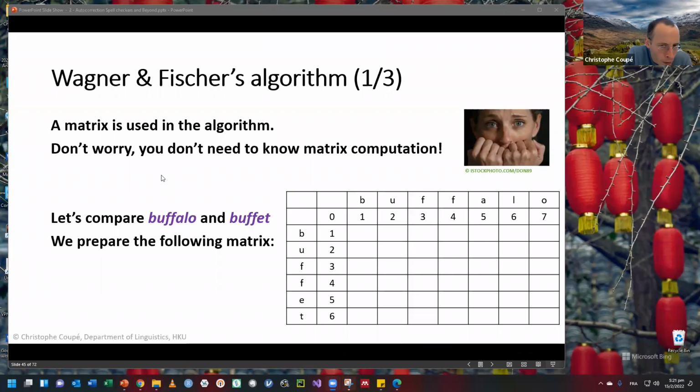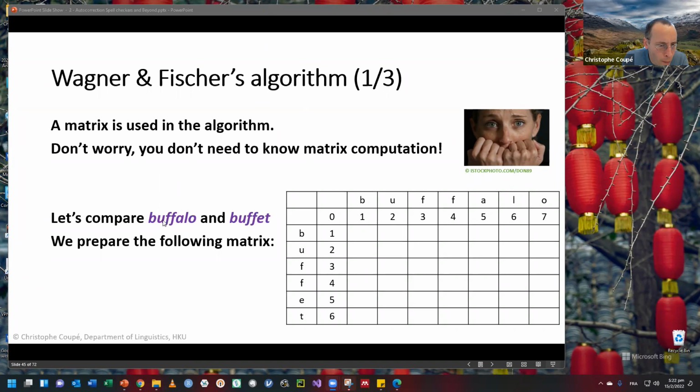How can we compute this distance? I'm going to show you the algorithm proposed by Wagner and Fischer in the 70s. What you do is you create a matrix, but you are not going to do linear algebra or anything. You are going to fill the matrix following a simple recipe.